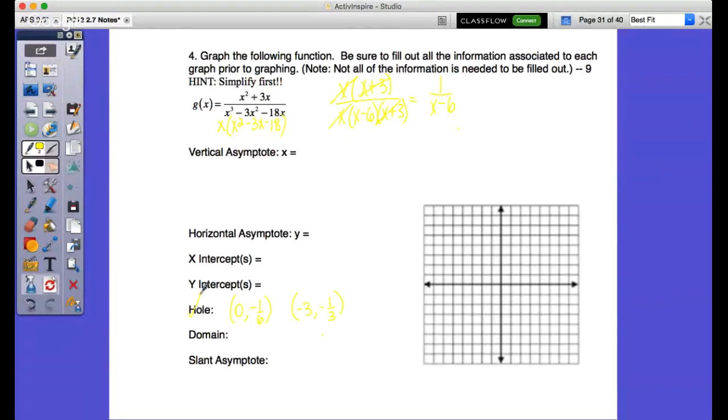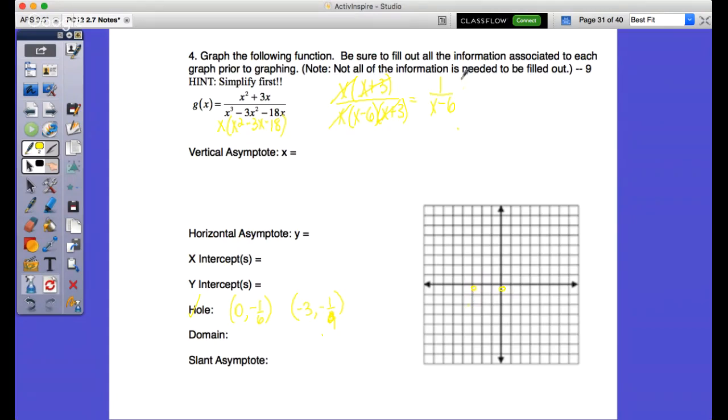Okay, so I've got my holes, and let's plug them in. So -1/6 is here, and -3. Oh, it should be -1/9. My fault. That didn't make sense. -3, -1/9. Okay, so we've got those.